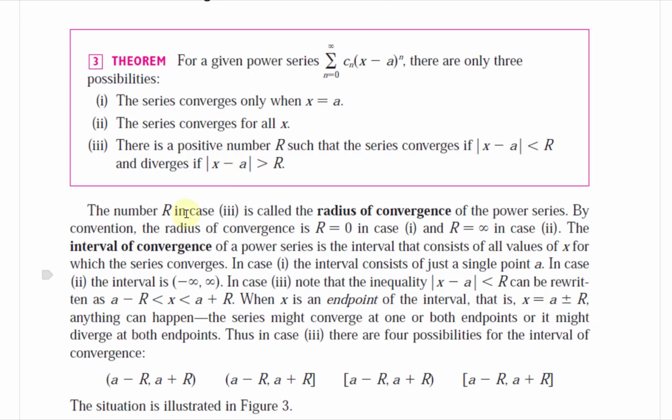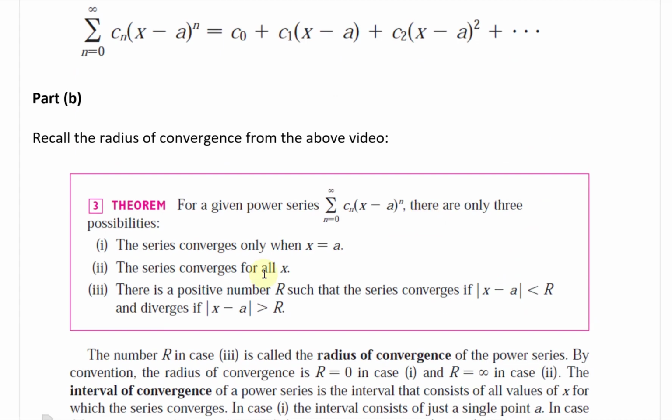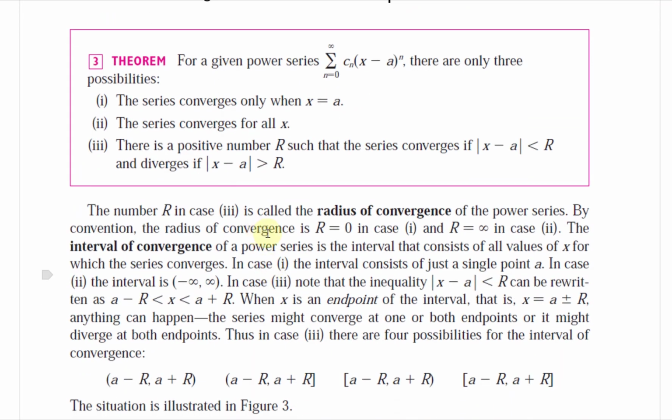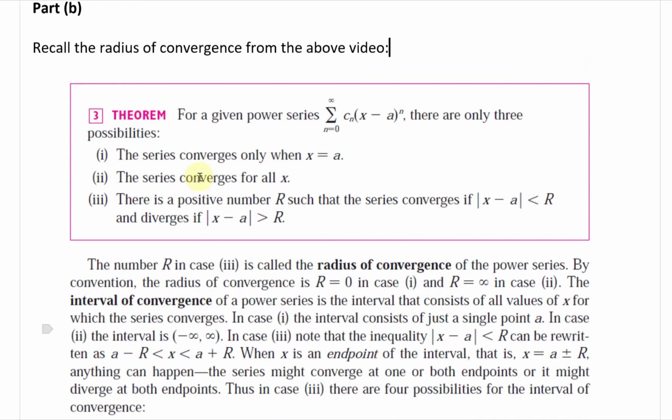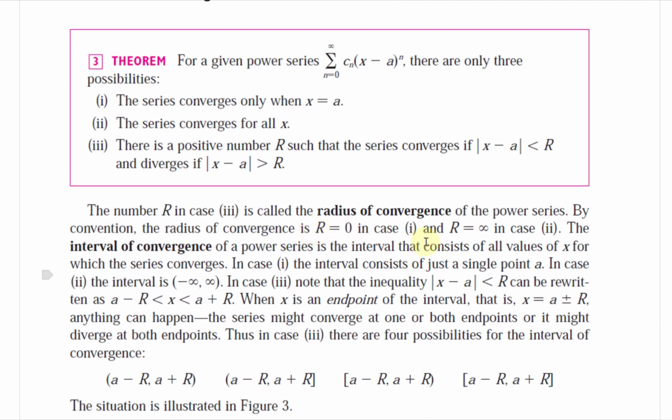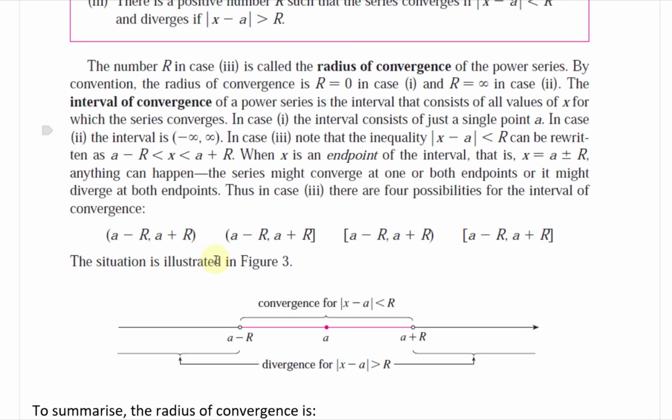And this number r in case 3 is called the radius of convergence. So that's the radius of convergence right there of the power series. Basically it's that interval where the series converges. By convention, the radius of convergence is r equals 0 for this case, if it's only at x equals a, so it would be 0 radius, just r equals 0. And if it converges for all x, that radius would be infinity, so r equals infinity in case 2.